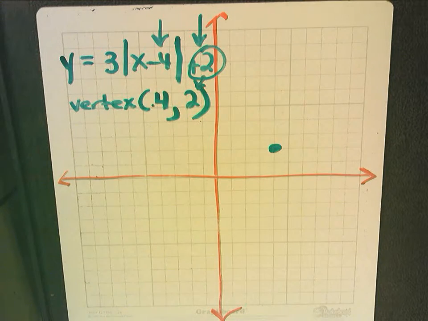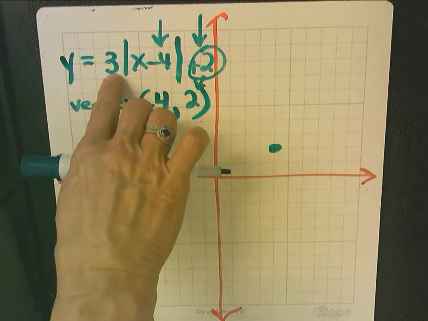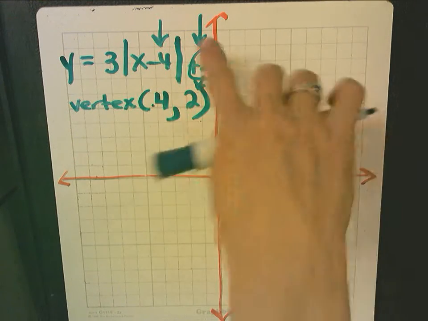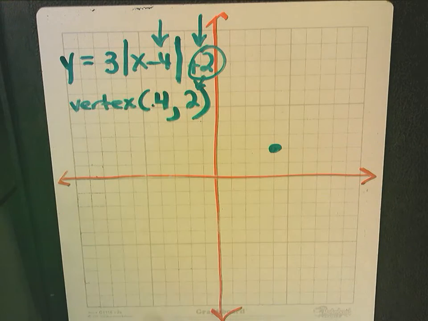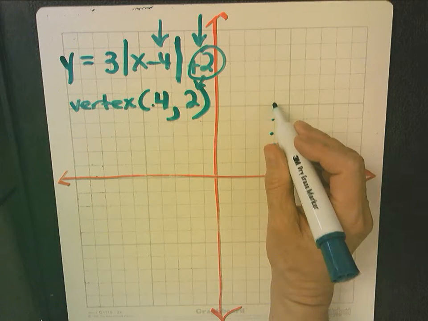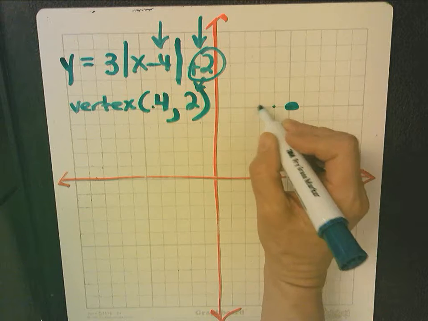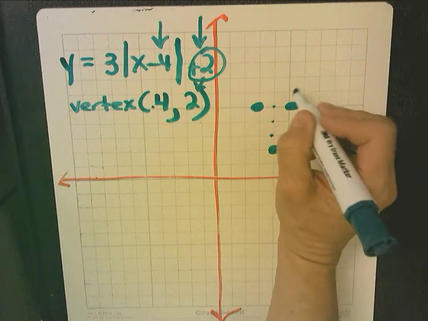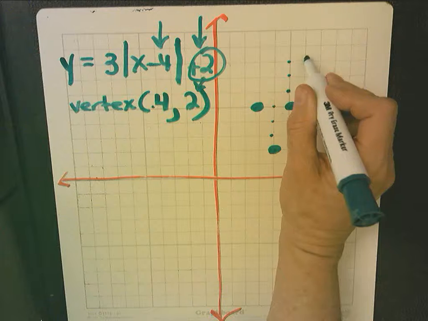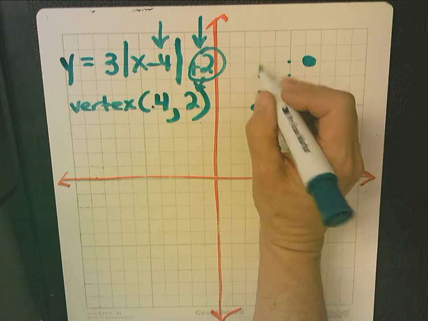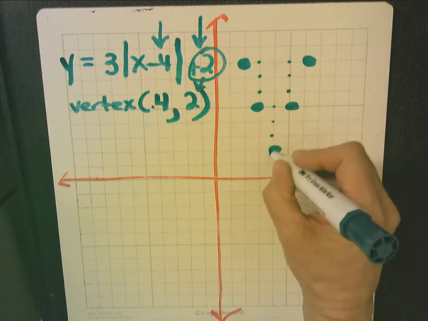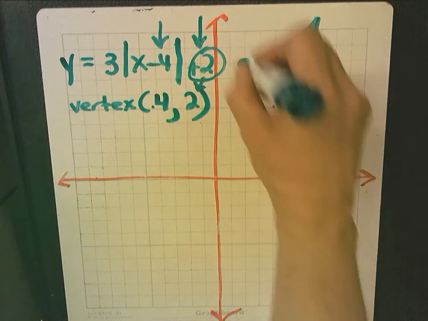I know an absolute value is a V. So I know this is going to be a V. I also know the 3 is positive, so my V is going to face upward. If the 3 was negative, it would face downward. I rise 1, 2, 3, and I go over 1 in this direction and over 1 in this direction. I do it again: 1, 2, 3, over 1, 1, 2, 3, over 1. And this is what my absolute value function looks like.